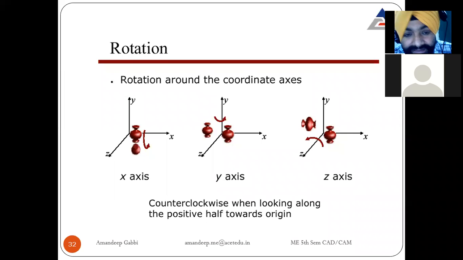Rotation around the coordinate axis. When you are talking about rotation about the x-axis, this is the object, and it is to be rotated like this. And when you are talking about rotation about the y-axis, this is the y coordinate, and the object is placed somewhere here, and it can be rotated like this, and like this. Similarly, along the z-axis, it can be rotated like this.